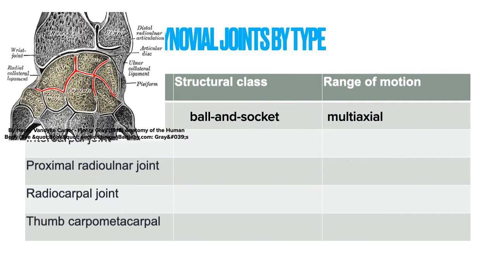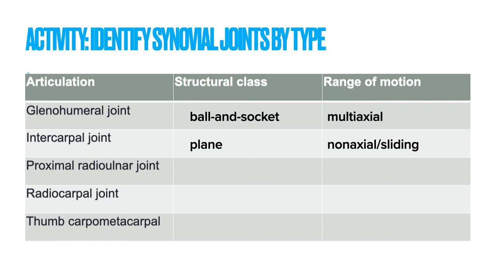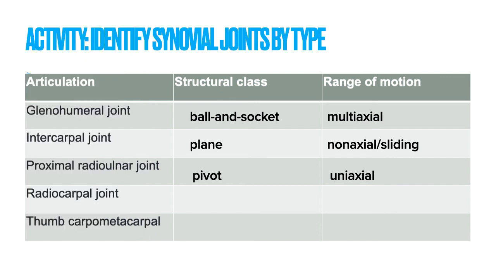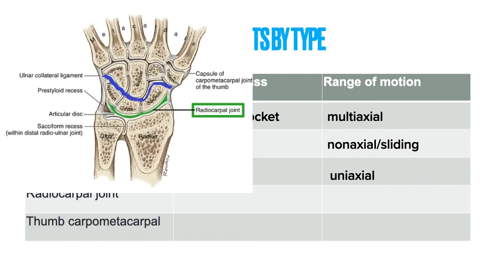The intercarpal joint, again shown in red, this is going to be a plane joint. The range of motion is non-axial or sliding. The proximal radio-ulnar joint, shown here, this is going to be a pivot joint and is uniaxial. The radiocarpal joint, shown in green, okay, this is a condylar joint and it is biaxial. Finally, the thumb, which is the carpometacarpal, that is going to be a saddle joint, and it is also biaxial.